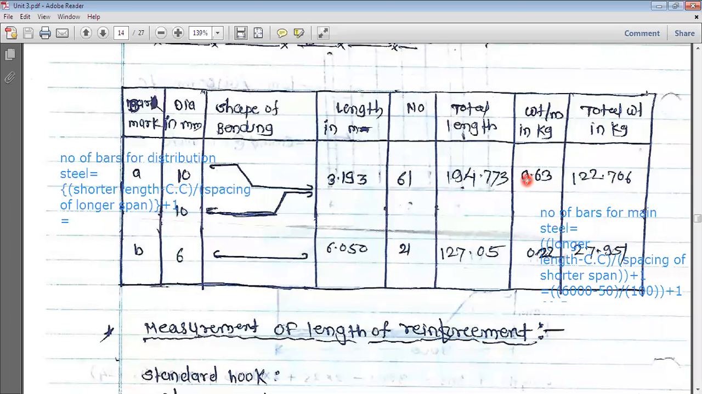What is our total length? Our total length is 193.472. So total weight equals to 193.472 multiplied by 0.62, that comes as 119 kg. 119 स्टील लागते आपल्याला. 119 किलो स्टील लागते मेन बार मेन साइडनी टाकायला. ठीक आहे, मेन स्टील आपल्याला 119 किलो लागतं.